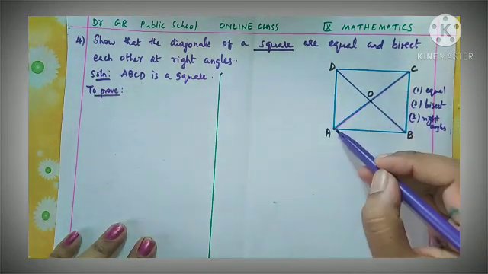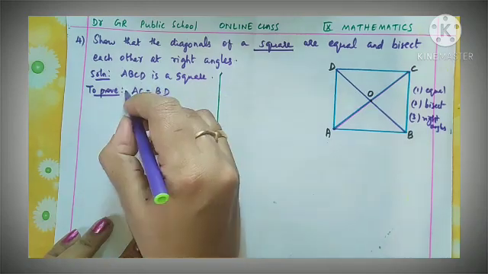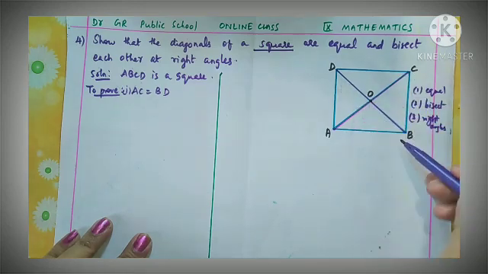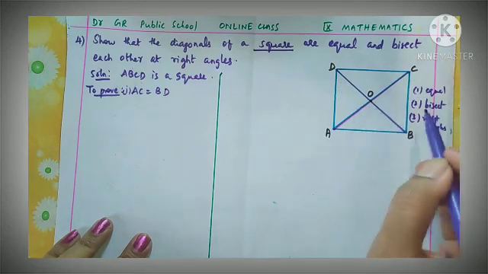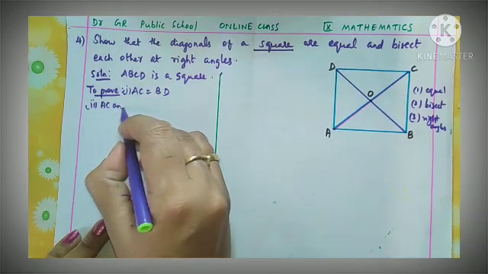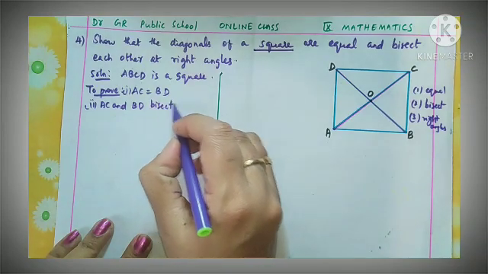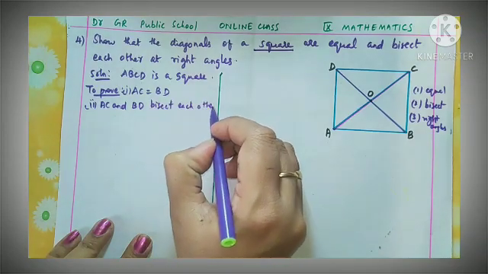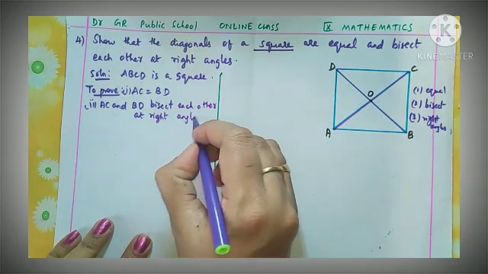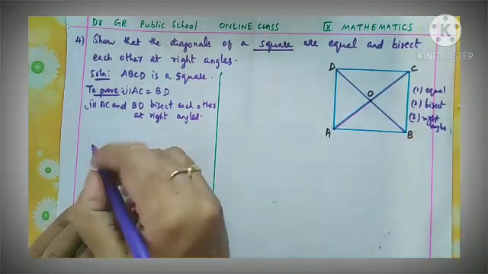Diagonals are equal. So AC equal to BD. This is the first thing we want to prove, and we want to prove these two diagonals are bisecting each other and at right angles. So the second result is AC and BD, these two diagonals bisect each other at right angles. Okay children, so these are the things we want to prove here. So start the proof.